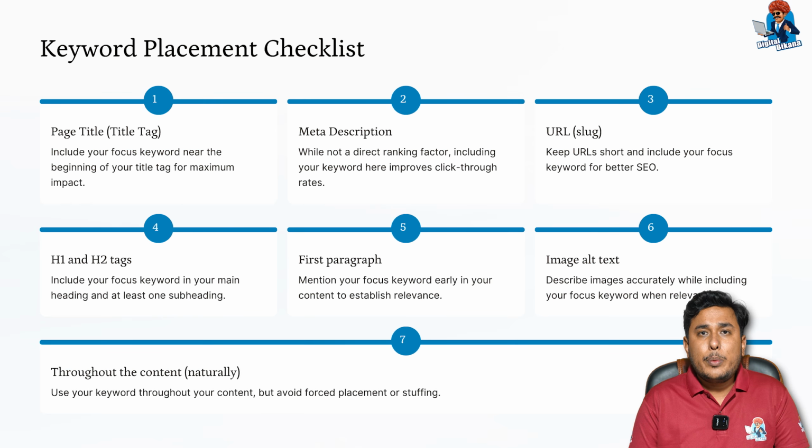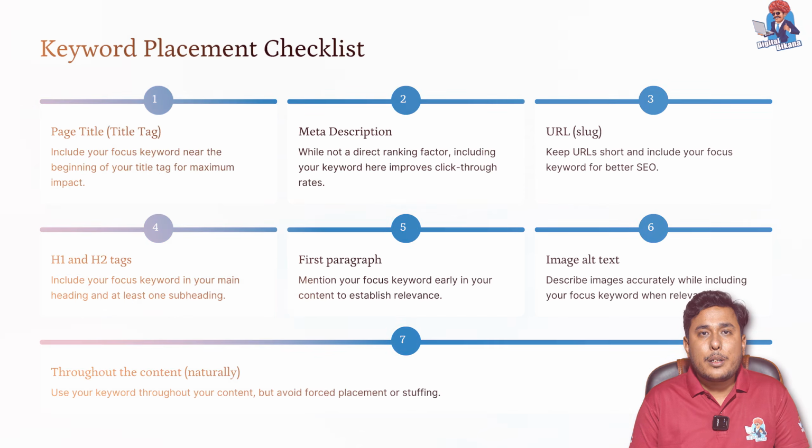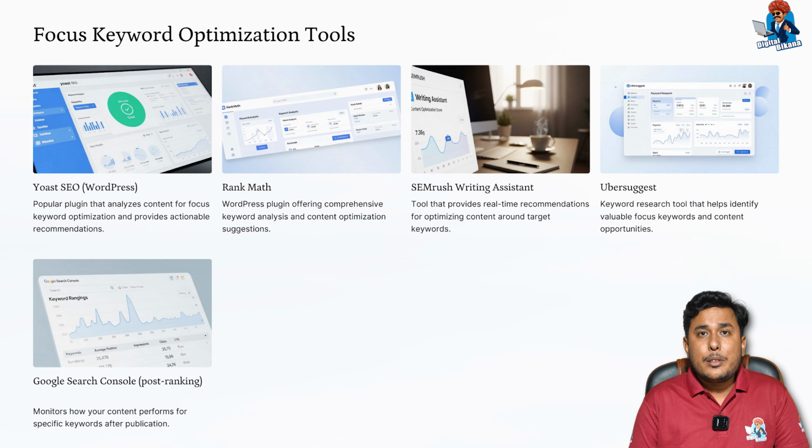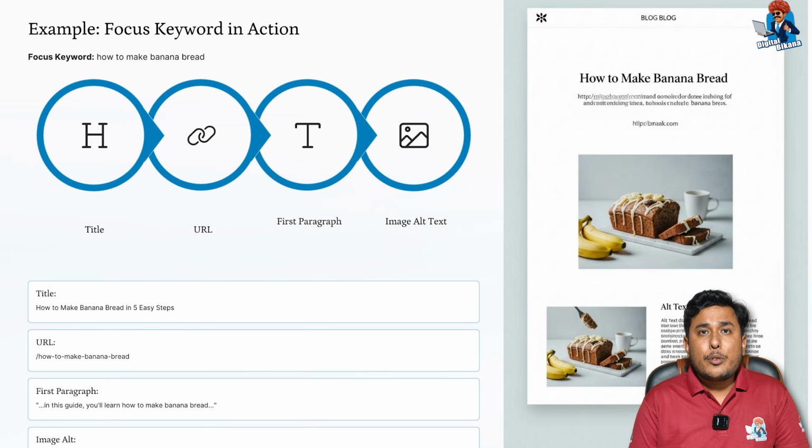For your SEO to be effective, your focus keyword should appear in strategic locations across your web page. But remember, don't overuse it. SEO plugins like Yoast SEO, Rank Math, and All in One SEO help you track how well your focus keyword is optimized on a page. Let's look at a quick example.